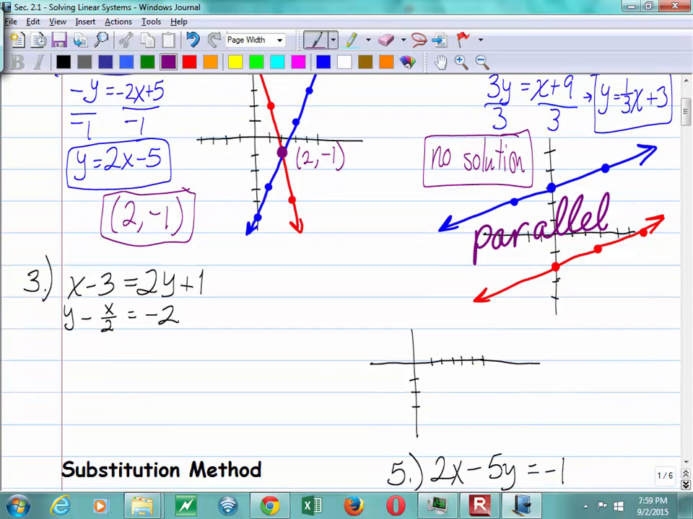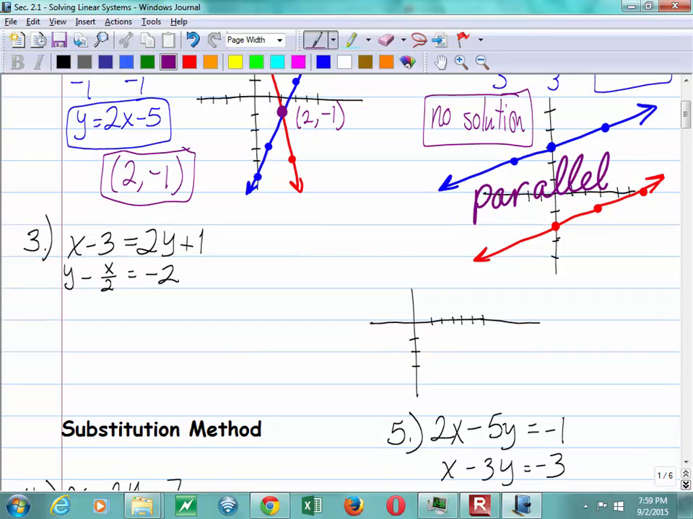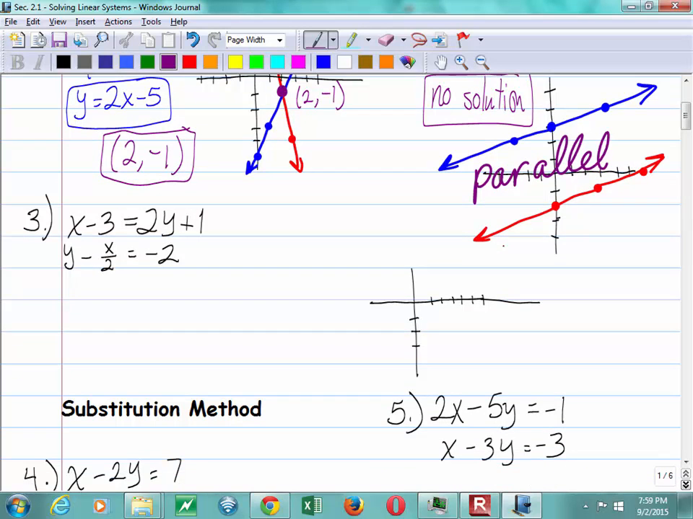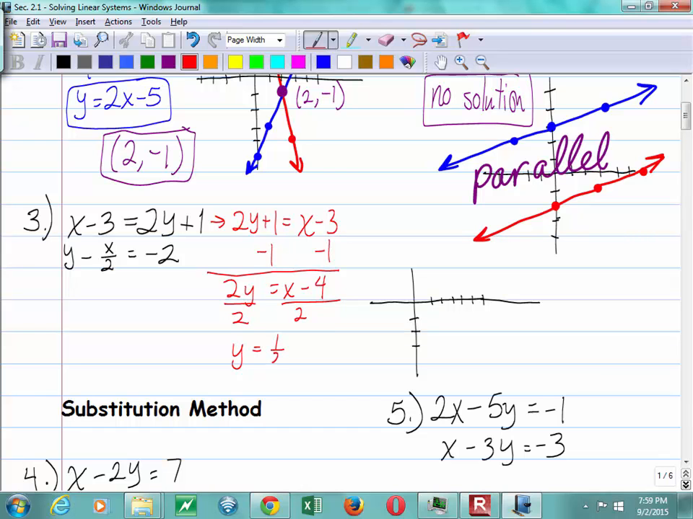Okay, and then number 3, so we have to get y by itself. On the first equation, let me go ahead and rewrite it so that it has y on the left side already. So it's 2y plus 1 equals x minus 3. And then we're going to subtract 1 from both sides. So that makes it 2y equals x minus 4. And then we're going to divide everything by 2. So that makes it y equals 1/2 x minus 2.